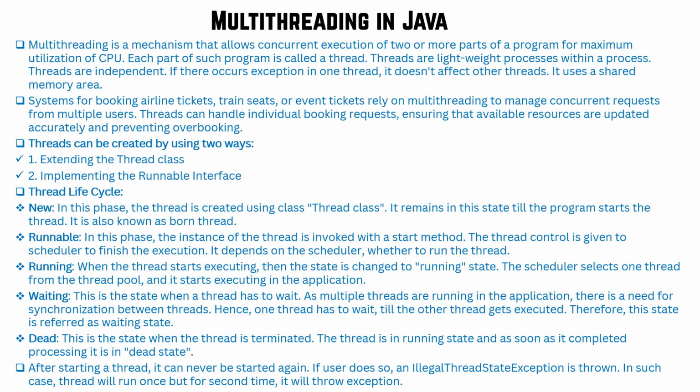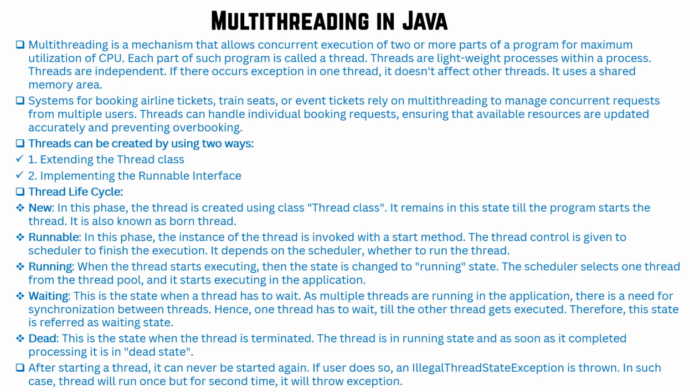Okay, so what is a thread? Multi-threading is a mechanism that allows concurrent execution of two or more parts of a program for maximum utilization of the CPU. Each part of such a program is called a thread. Threads are lightweight processes within a process. Threads are independent. If an exception occurs in one thread, it does not affect the other threads.